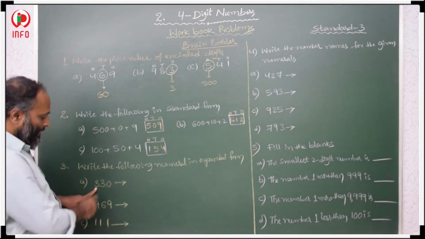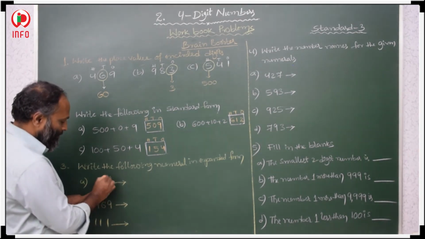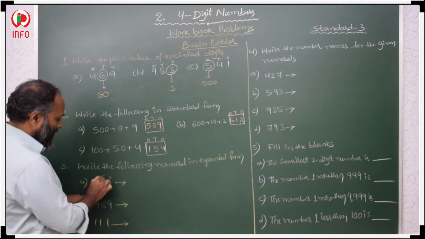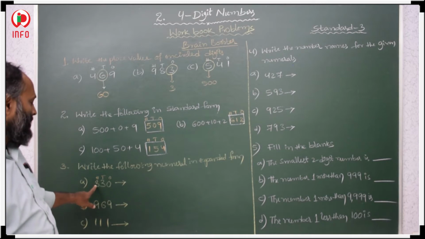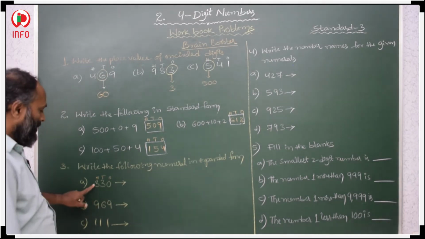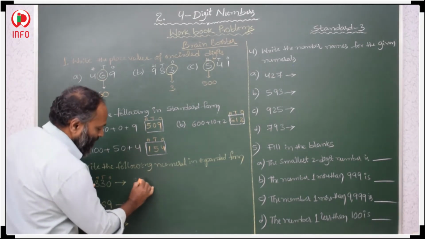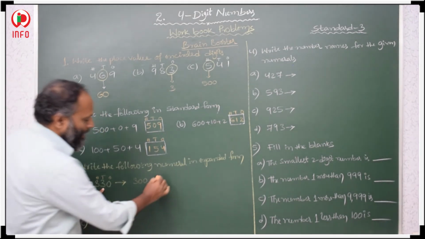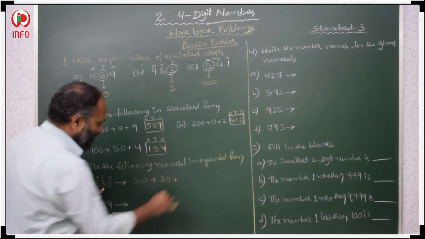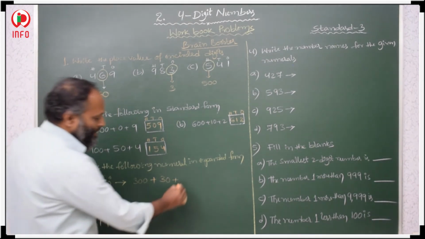Now, here we have to write these numbers in expanded form. 300 is in ones, tens and hundreds: 0 is in the ones place, 3 is in the tens place, and again 3 is in the hundreds place. This 3 is in the hundreds place, 300. This 3 is in the tens place, 3 tens are 30. Plus 0 is in the ones place, 0 ones are 0.